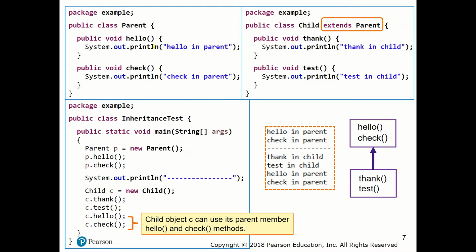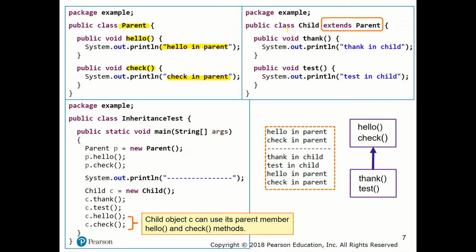This is the parent class. Parent class has two methods. Just for checking, there's nothing too important here. Just think about this is hello and this is check, and hello has just one print statement, hello in parent, and check in parent.